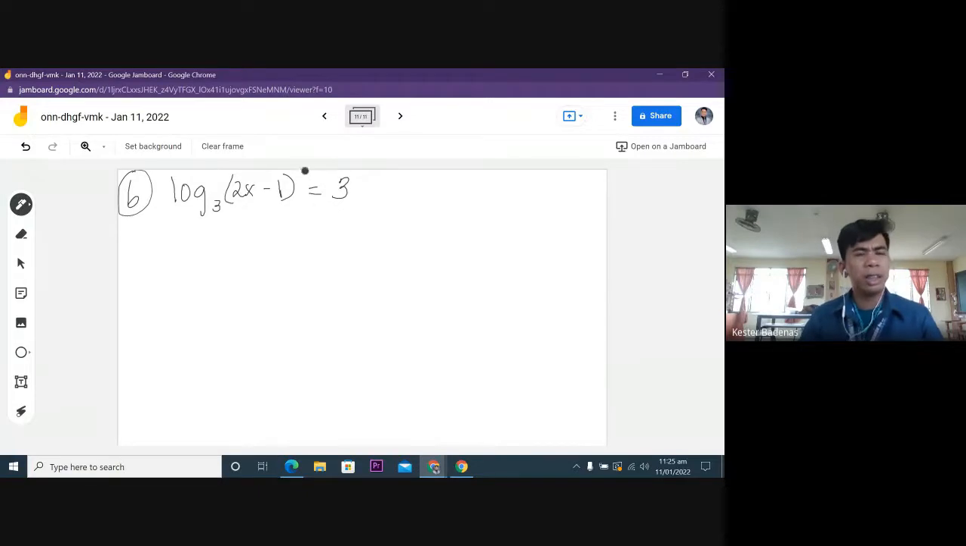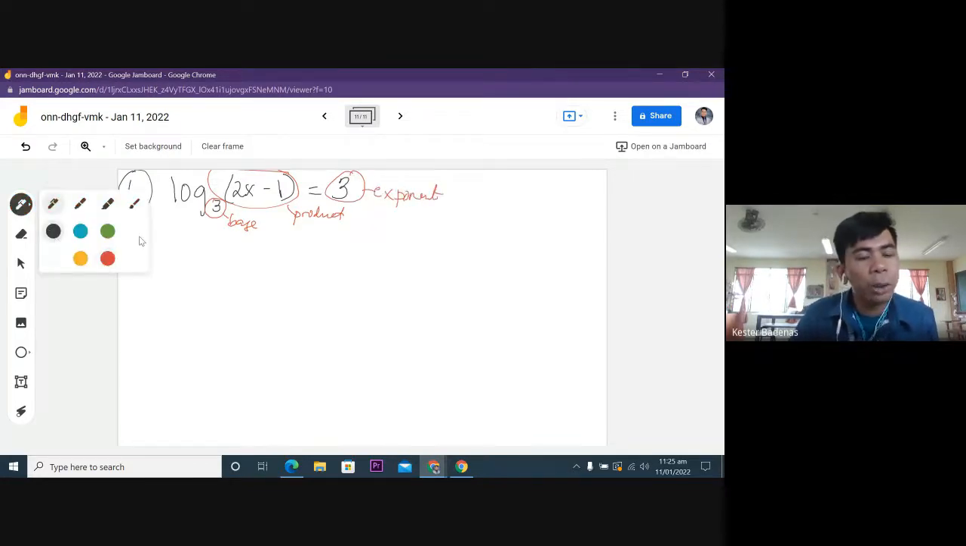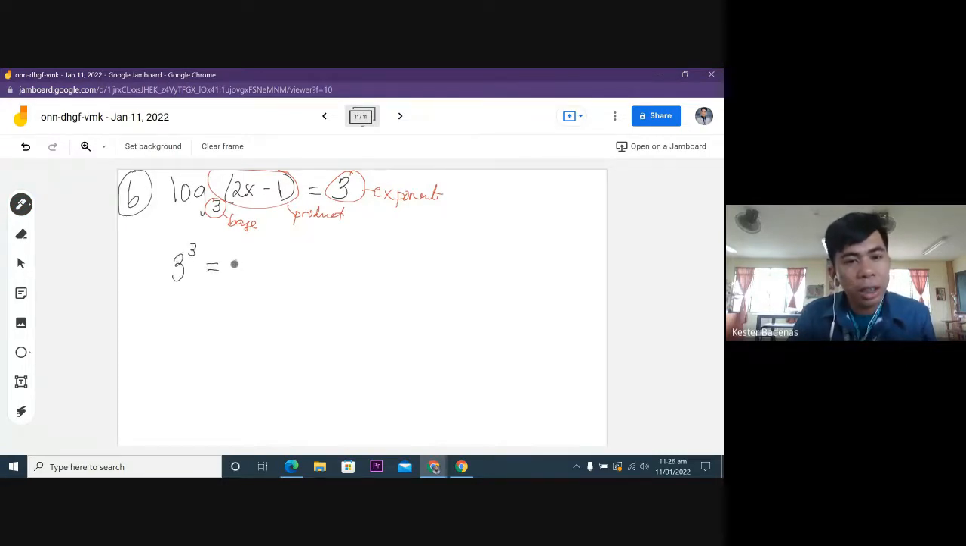Sir, paano yan? Diba nawindang? Kapag, class, isa lang yung may logarithm in any of the sides of the equation, i-rewrite natin siya, class, as exponent. Diba naturo na sa inyo kanina na ito yung base, itong buo na to yung product, at ito yung exponent. So, pag i-rewrite natin siya into its exponential form, magiging 3 cubed equals 2x minus 1.